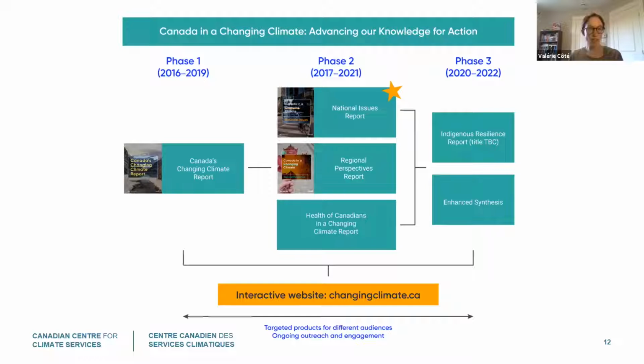Next up is the Atlantic Provinces chapter, releasing in December, so that's upcoming soon, followed by Quebec, Northern Canada, British Columbia, and Ontario. We also have the Health of Canadians in a Changing Climate report being released by early 2022, which is led by our colleagues at Health Canada. And finally, you can also expect a report on Indigenous resilience led by Indigenous authors. So back to you, Casey.